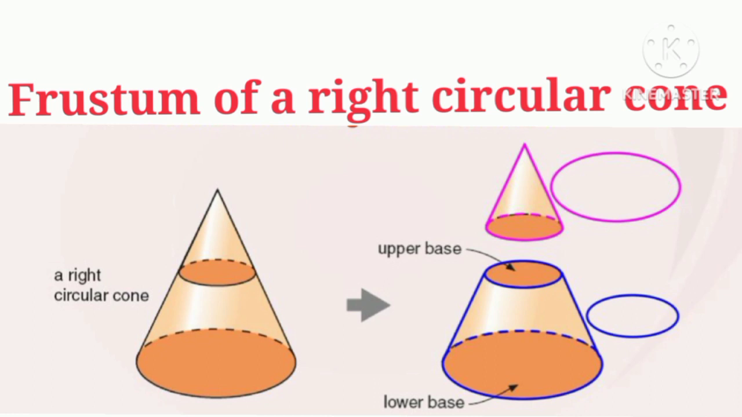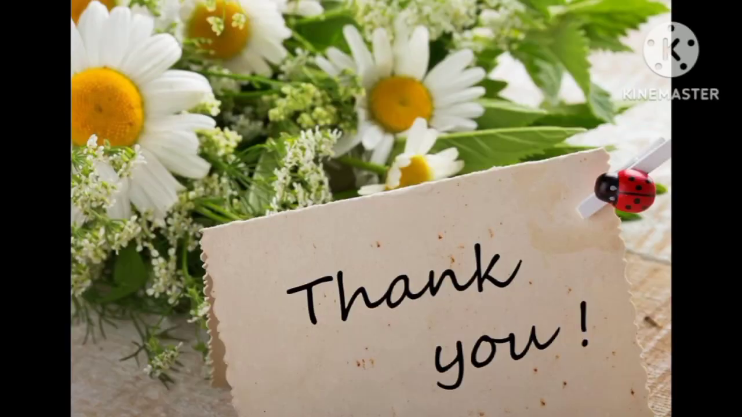Last concept, frustum of a right circular cone. If the top of a right circular cone is cut away by a plane which is parallel to the base of the cone, the remaining part is called a frustum of the right circular cone. Here, in this figure, the first figure is a big cone. From that, we remove an upper smaller cone. Then the remaining part is called a frustum of a right circular cone. Thanks for watching this video.